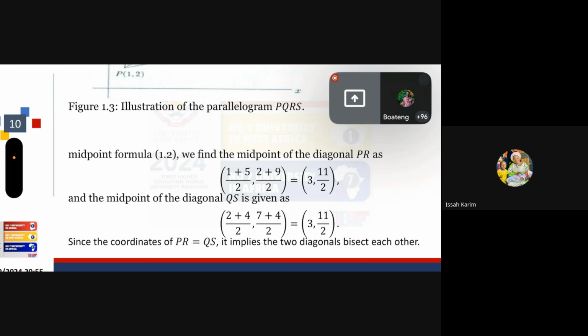Okay. So you're going to get the midpoint to be 3, 11 on 2 for both of them. Since we have gotten the same midpoint, it means that the two diagonals bisect. To prove that they bisect, you've seen that we have applied the midpoint formula here. Any question before I continue? Any question?